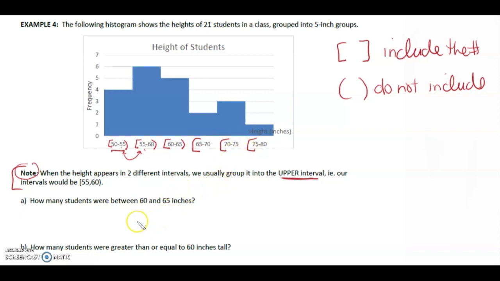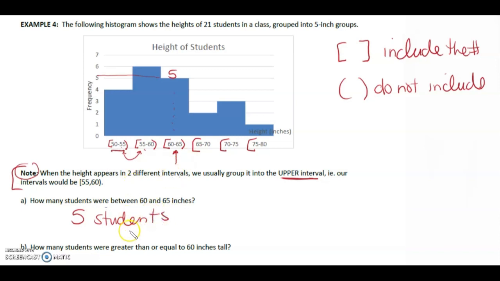Okay, so A, how many students were between 60 and 65 inches? Okay, well, let's locate that. It's right here, all the way up, over, that's 5. Okay, so 5 students.